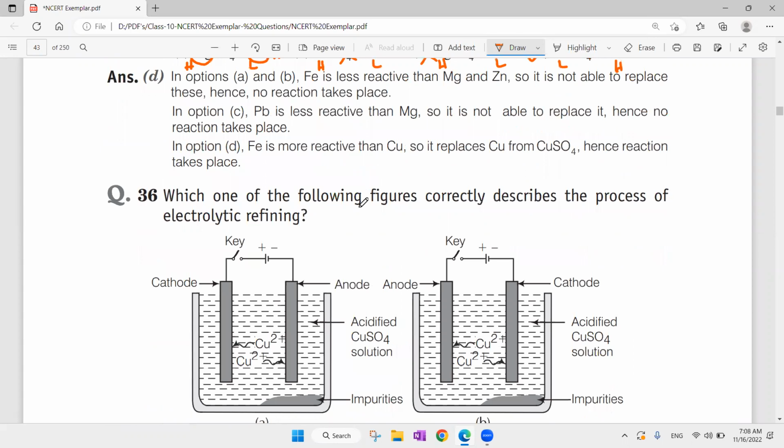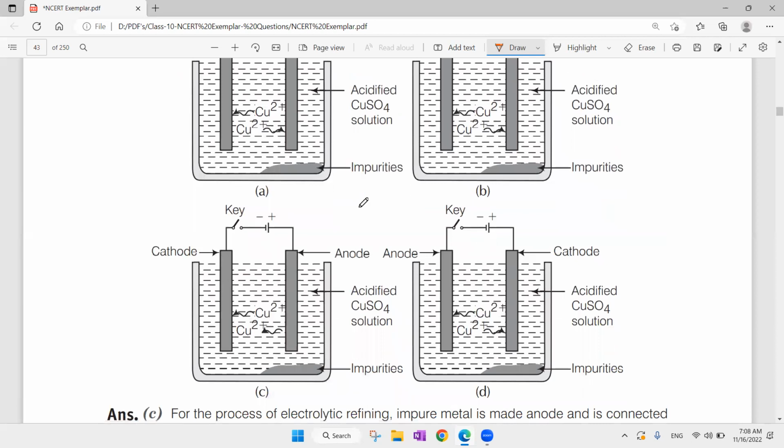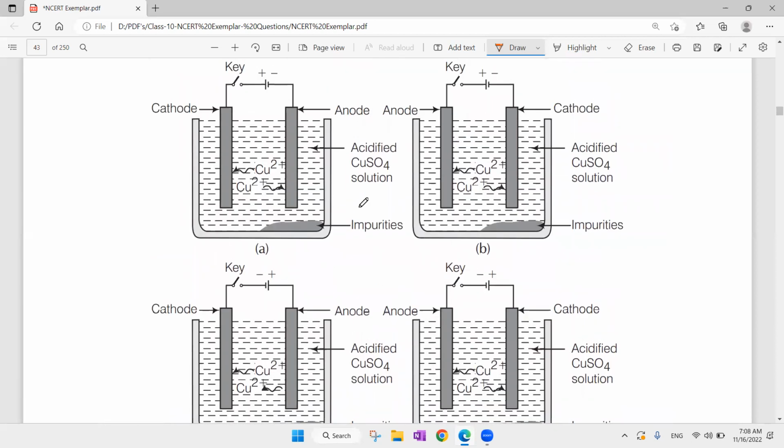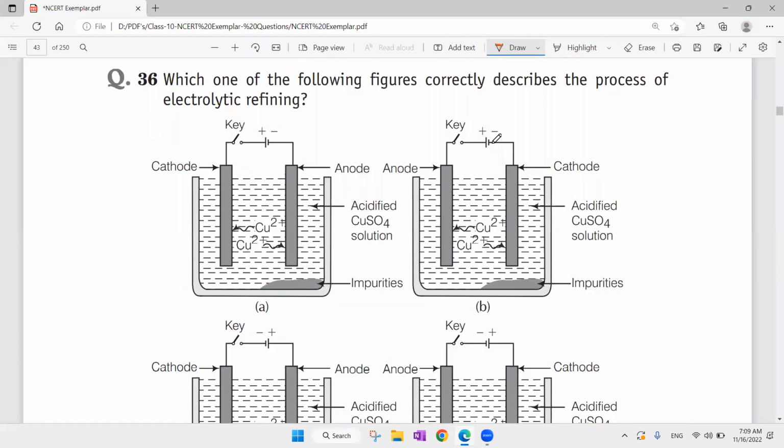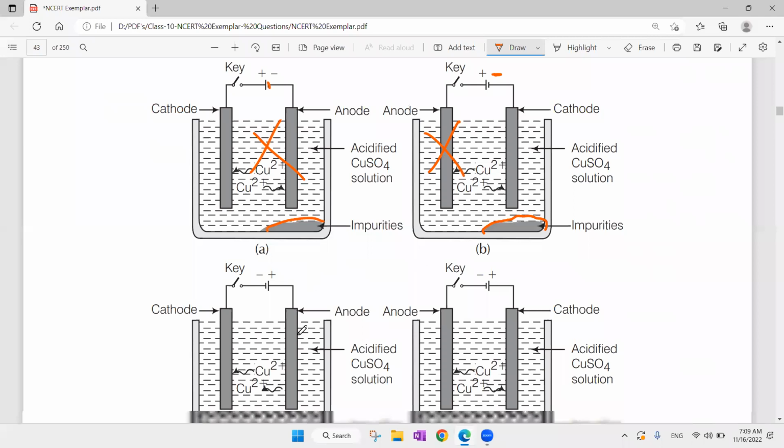36. Which one of the following figures correctly describes the process of electrolytic refining? In all these, we can observe beakers. That is fine. Now cathode, anode. In all these, we have the signs. This one is okay, positive, negative, correct. Positive, negative, correct. Here positive, fine, correct. Now anode mud. With that, we can go with the option. In A and B, we have a negative terminal, but the anode mud is near the cathode, so you can directly eliminate these. Here also the anode mud is near the cathode, so you can eliminate this.